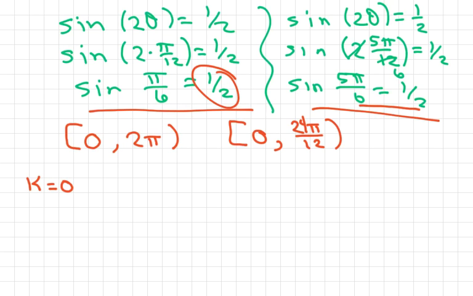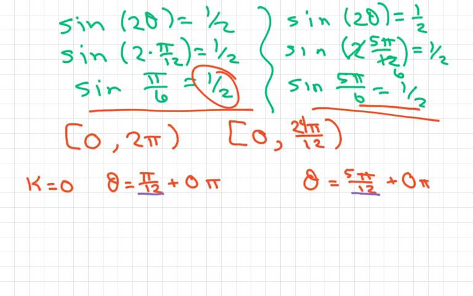And in that case, we have theta equals pi over 12 plus 2k, it's just k pi. Well, if k is 0, that's 0 times pi. And we also have theta equals 5 pi over 12 plus 0 times pi. Well, that just leaves you pi over 12 and 5 pi over 12, which we already knew were our solutions. So we've got to see if we have more solutions here.